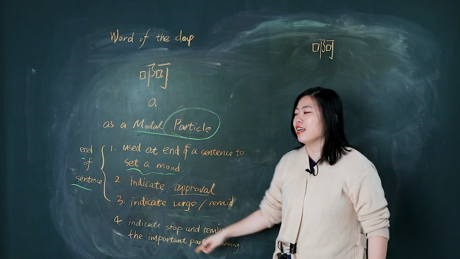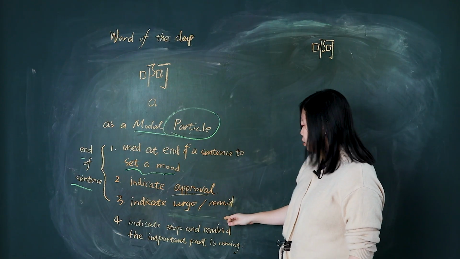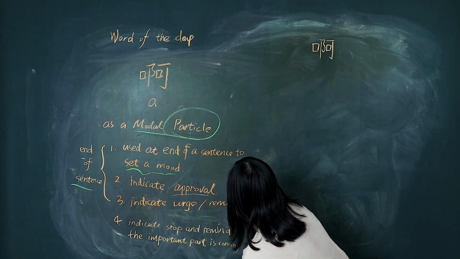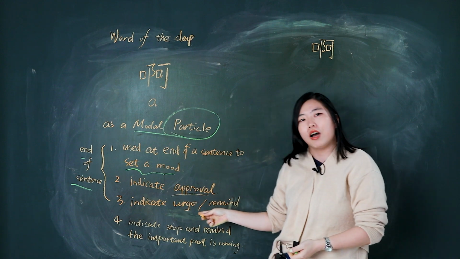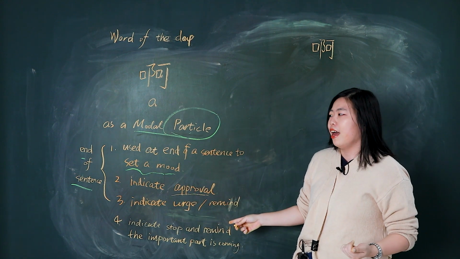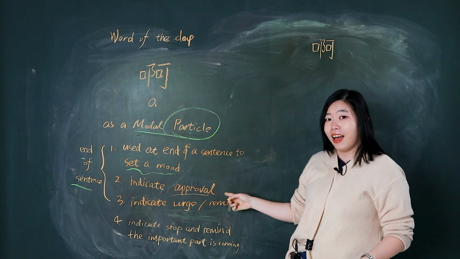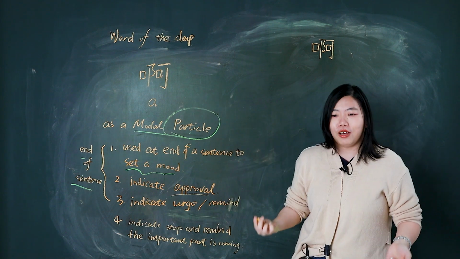The third meaning is to indicate an urge or remind, oh, sorry, I made a mistake here. Teacher will make a mistake. So teacher will say what? 对不起. And if you say okay, you can also say okay 啊. 没问题啊. So you say approve my project.